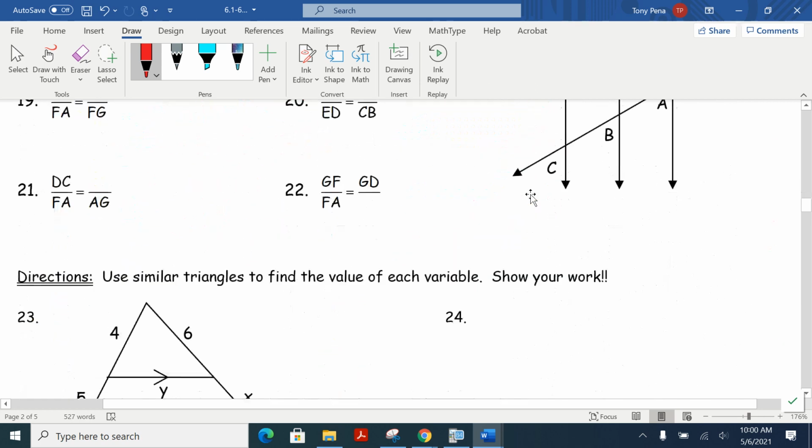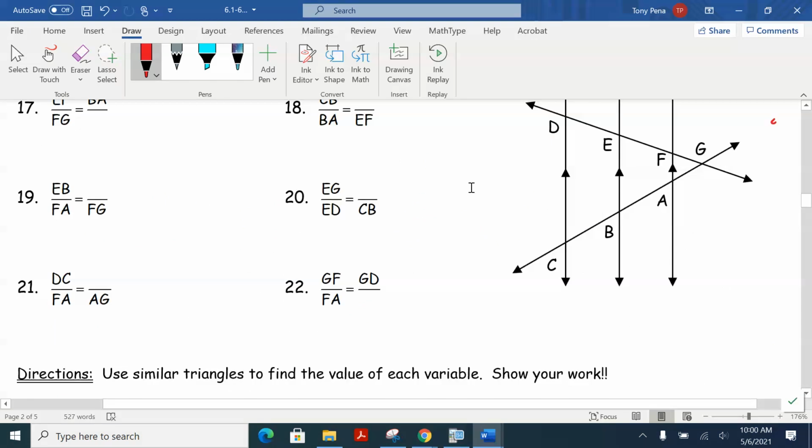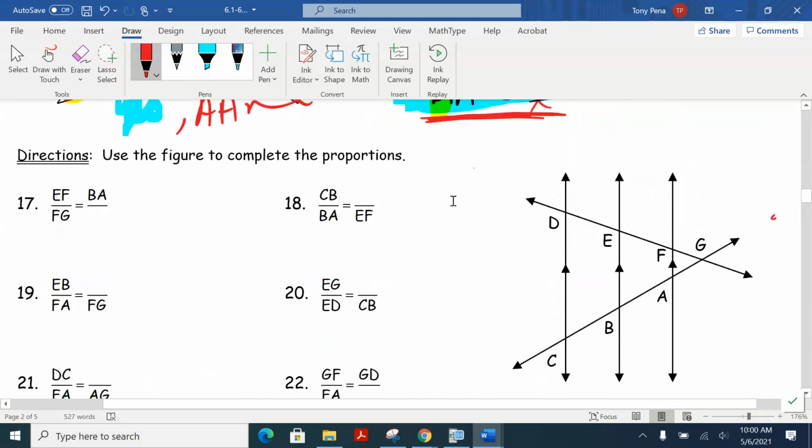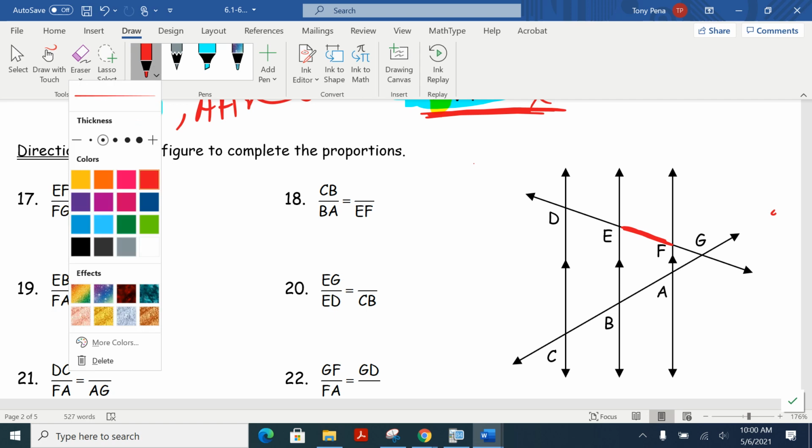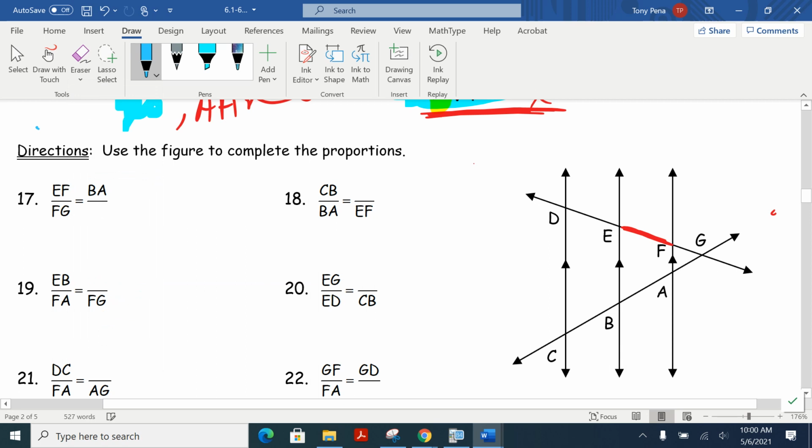All right. So we'll do two more. Try 17. See if you remember these guys. So it says using the figure, complete the following proportions. So you're going to say EF compared to FG. Actually, before I mark it up, see what you can. I think once I mark it, we'll know.